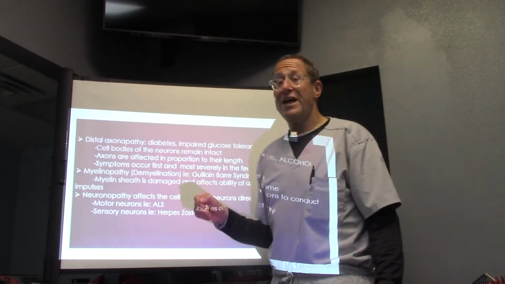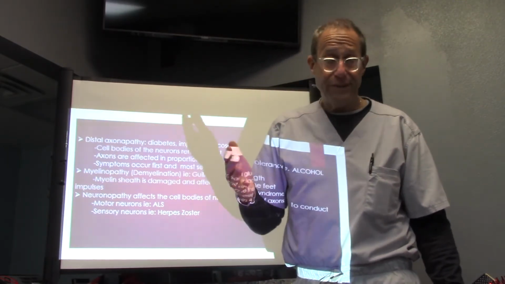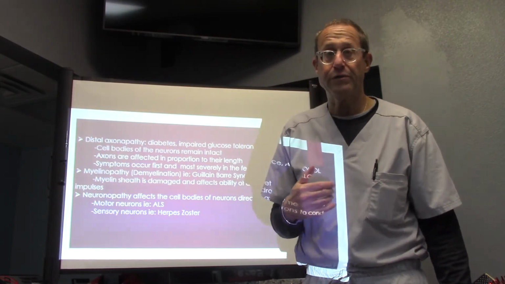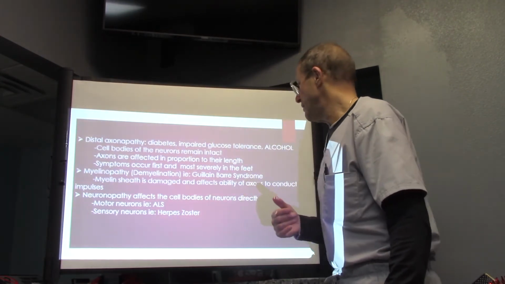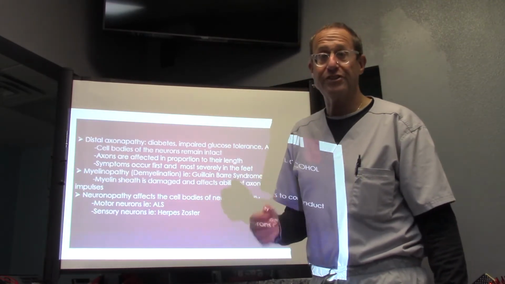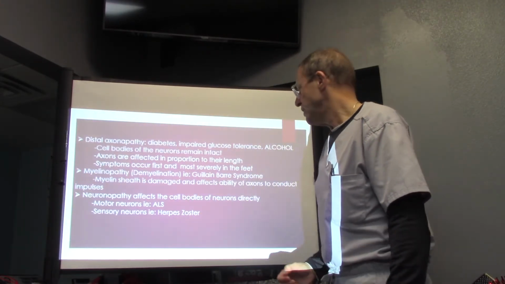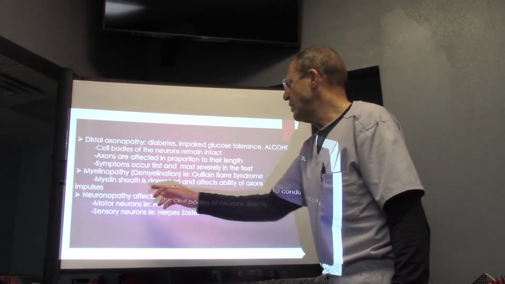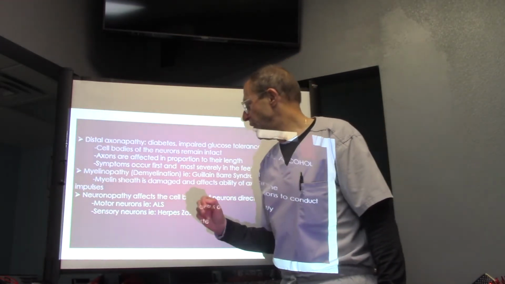Motor neurons, ALS, although it's rare, it still happens, unfortunately. My mother passed away of ALS, amyotrophic lateral sclerosis, or commonly called Lou Gehrig's disease, because he's the first known person to contract it. But anyway, motor neurons will be affected in ALS.